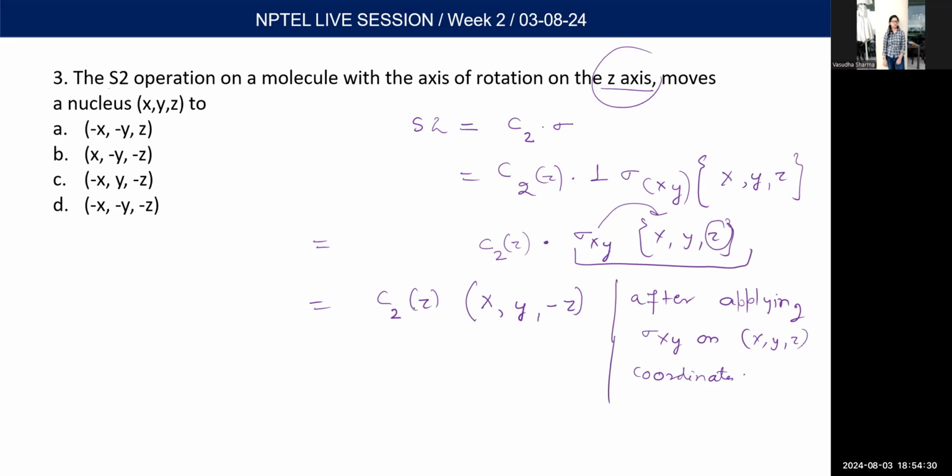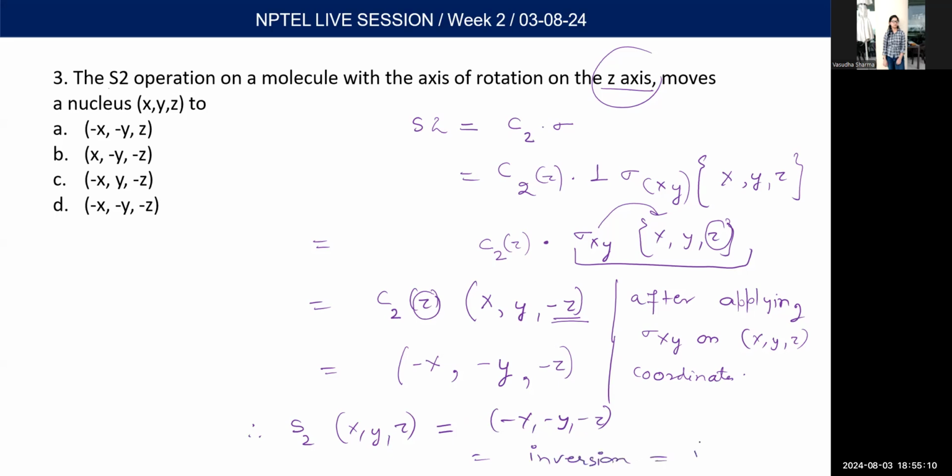Now, you have to apply C2 on this one, but C2 is passing through the z direction, so z is not going to change. Only the x and y would be rotated by 180 degrees. And we know that x rotated by 180 degrees gives minus x, y rotated by 180 degrees gives minus y, and minus z would remain as it is because C2 is along the z direction, right? So this is what we got: if we apply S2 on x, y, z, it would give you minus x, minus y, minus z. If you carefully see, this is nothing but the inversion center. That is right.